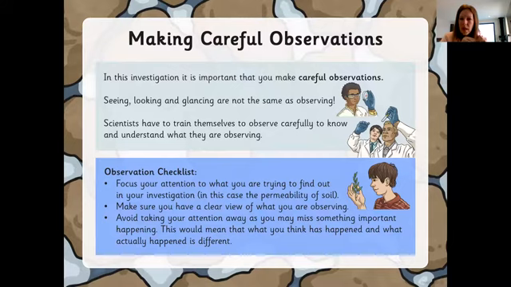So scientists have to train themselves to observe carefully, to know and to understand what they are observing. Okay, so they're really focusing in on what they are looking for. So observation checklist, so things to remember. Focus your attention to what you are trying to find out in your investigation. Okay, so in this case, we are focusing on the permeability of the soil.